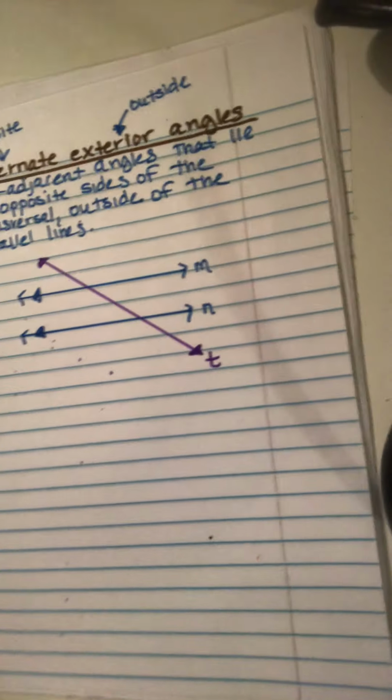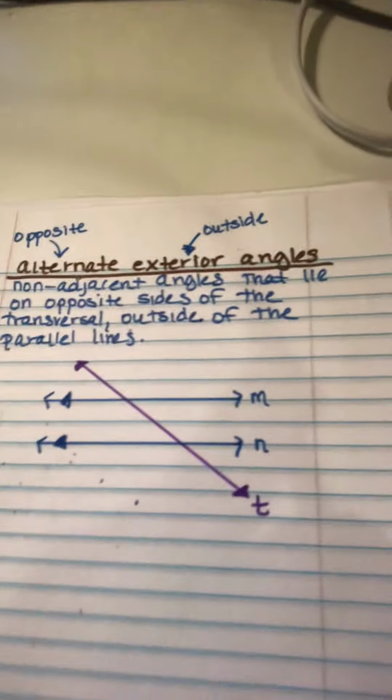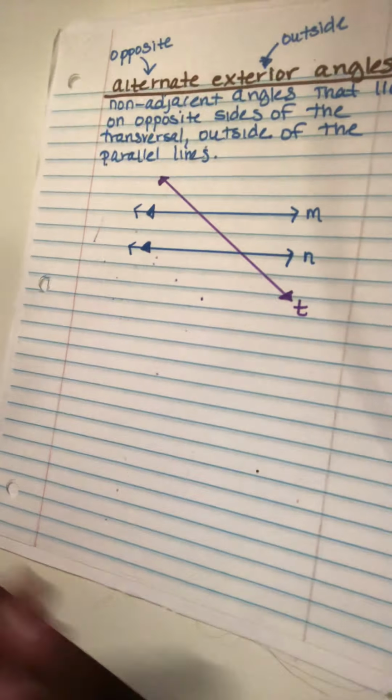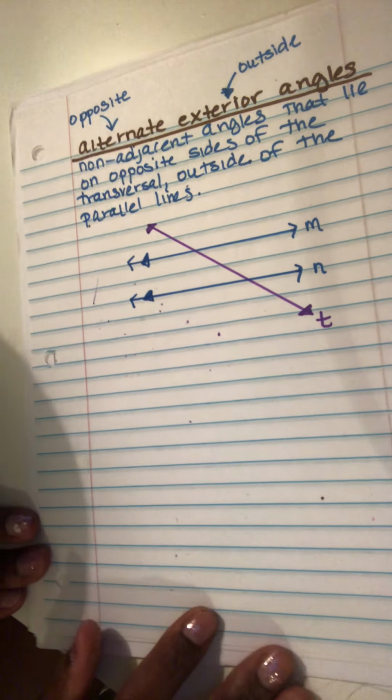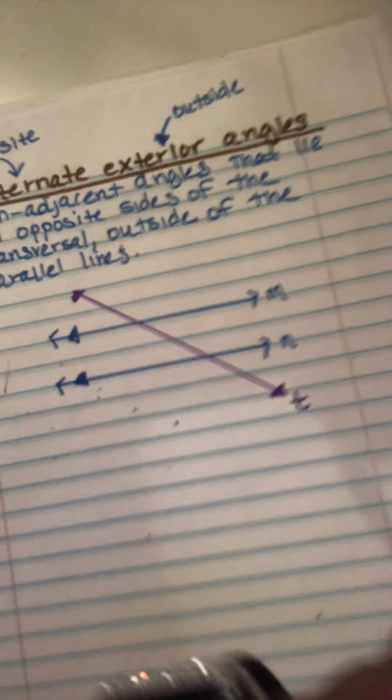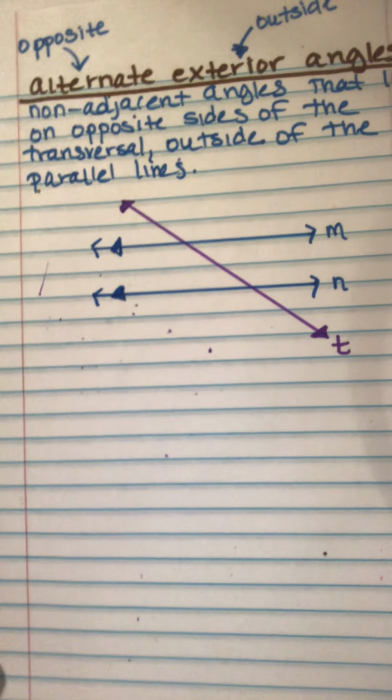Let's go right here. I'm trying to get the video camera right on where it needs to be. Hopefully it's a little bit slanted. Let me get it. Okay, here we go. I think we got it now.